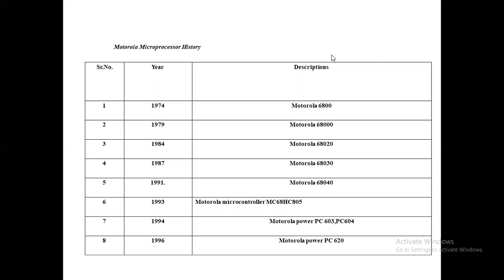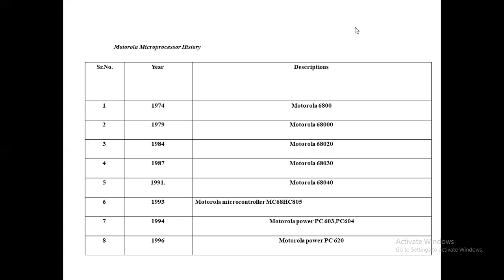Motorola microprocessor MC68HC805 was released in the year 1993. The Motorola Power PC 603 and PC604 microprocessors were released in the year 1994. The Motorola Power PC 620 microprocessor was released in the same year.